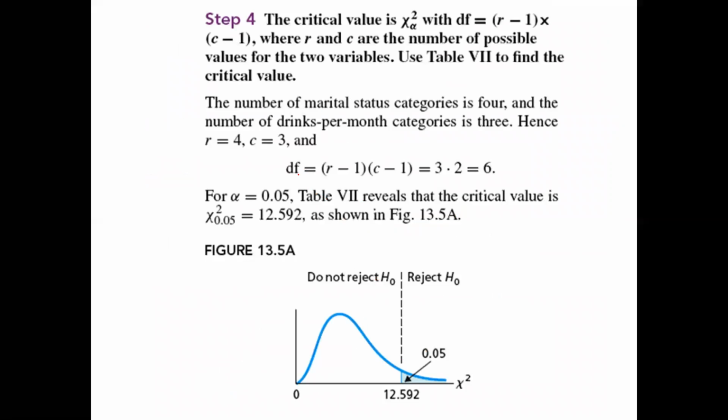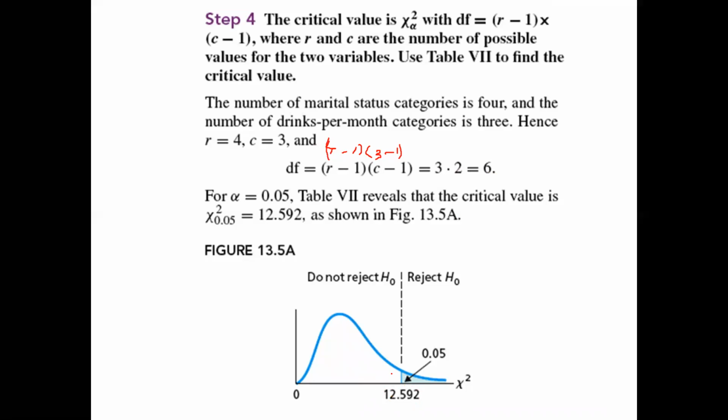The critical value is obtained with degrees of freedom (r minus 1)(c minus 1). The total number of rows was 4, so 4 minus 1 multiplied by 3 minus 1. This is the degree of freedom. 3 minus 1 is 2, and 4 minus 1 is 3, so we have 6 degrees of freedom. The chi-square value at 0.05 with 6 degrees of freedom is 12.59.